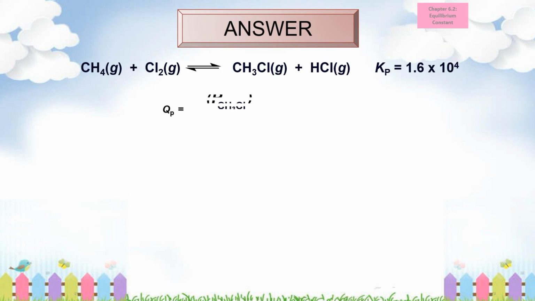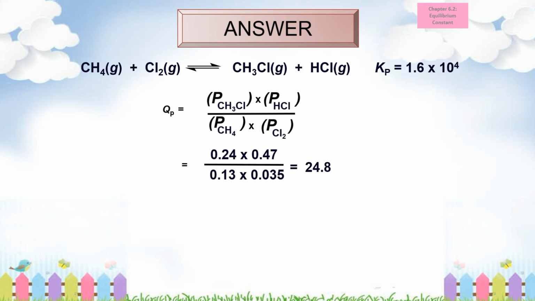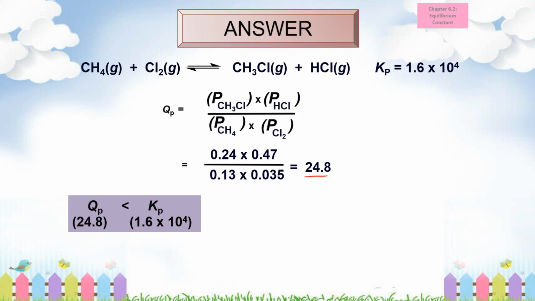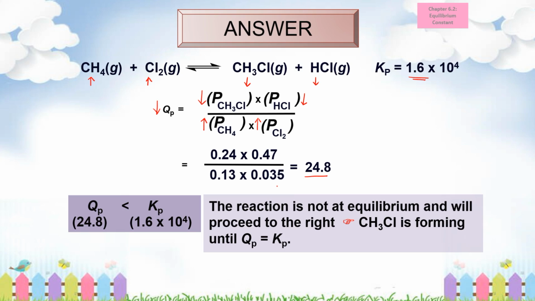First of all, we have to write the QP expression like this. Then substitute all the values, and you get QP is 24.8. Compare it with KP. We find that the QP value of 24.8 is smaller than KP, which means the partial pressure of the reactant is high, while the partial pressure of the product is low. So the reaction is not at equilibrium, because Q is not equal to K.